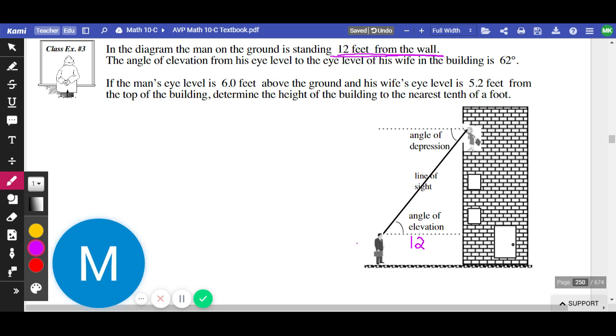That's from him to the wall. Actually, I'll even do this. You can connect the dots. Awesome. The angle of elevation. Elevation means the angle going up from a horizontal line.